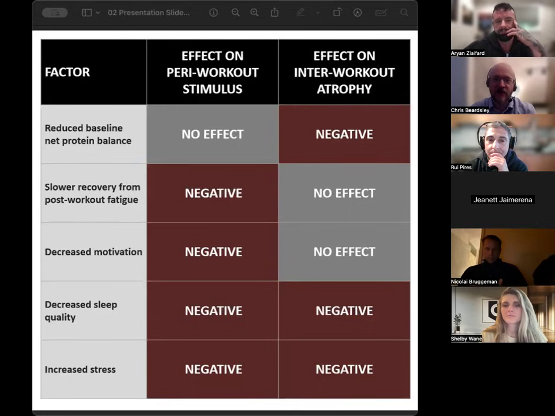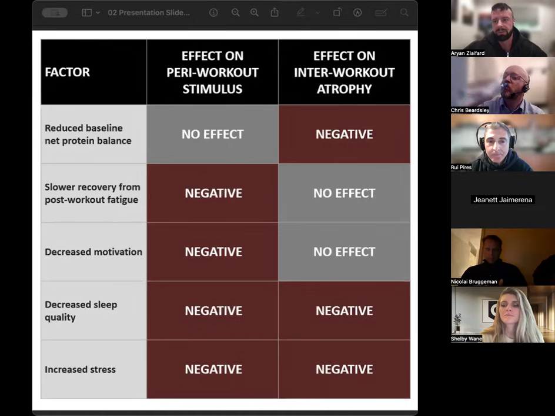So if you're having your MPS suppressed across the board, you will find that you don't recover as quickly as you would in calorie balance. Yeah, and if you're noticing a reduction in strength expression, that's a pretty good indication that you're not recovered between sessions. Yeah, absolutely.